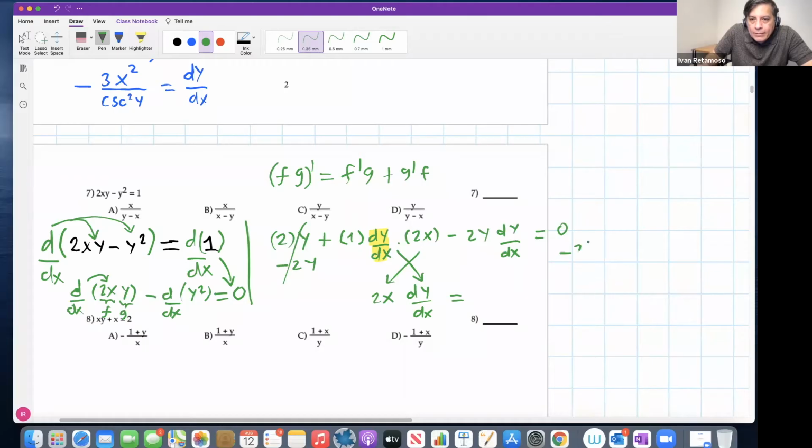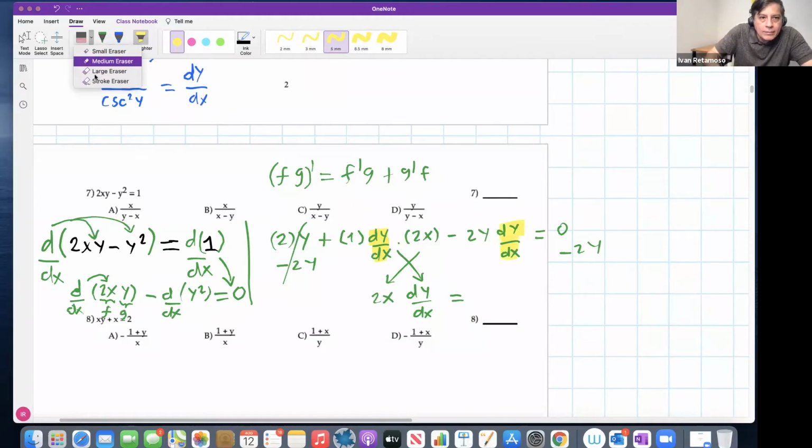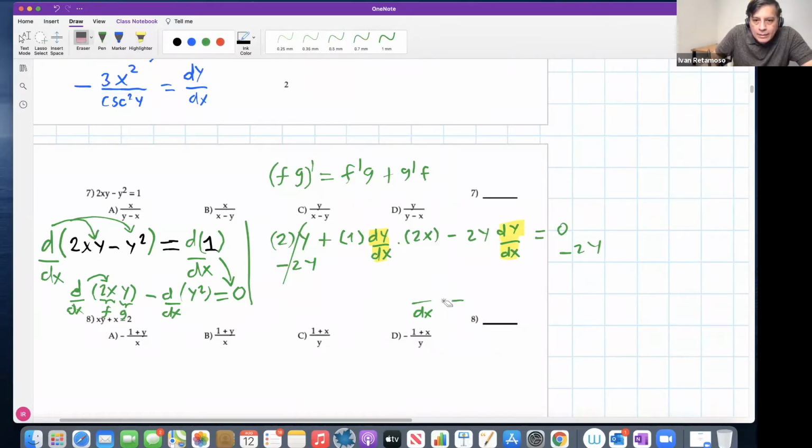So subtracting 2y on both sides, here is 0. But here, notice we have to factor out now this, right? This part, we have to factor out. Let's rearrange this.